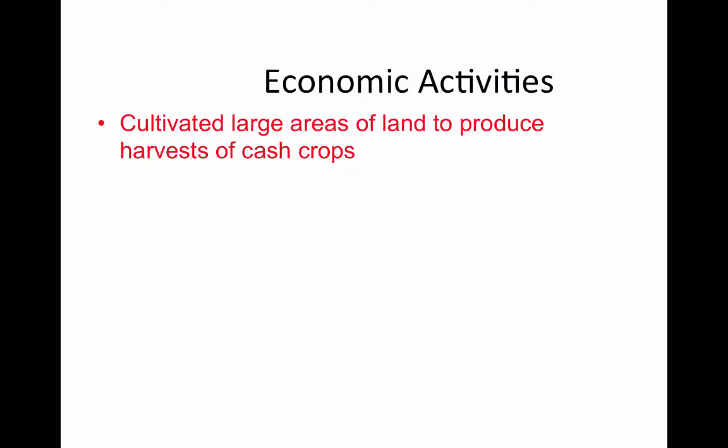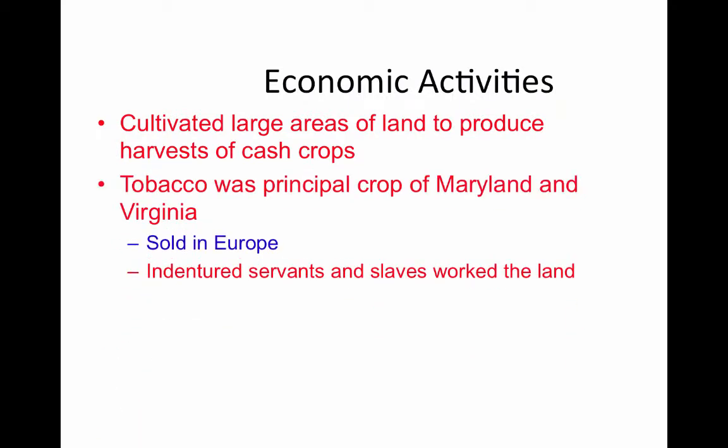In the South, there were large areas of land that produced harvests of cash crops. For instance, we know that tobacco was the principal crop in Maryland and Virginia. It was sold in Europe. It tasted better than what was being produced in Europe. And there was the need for indentured servants and slaves that had to work the land. The plantation areas were just too large.